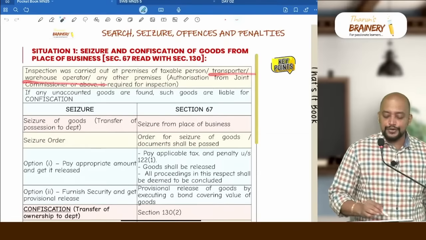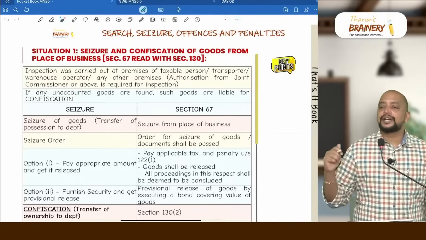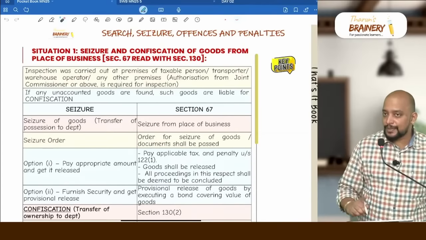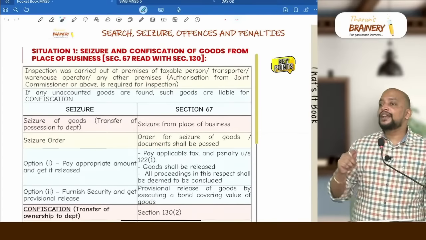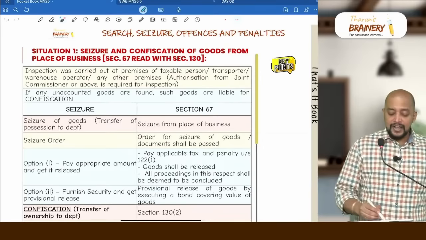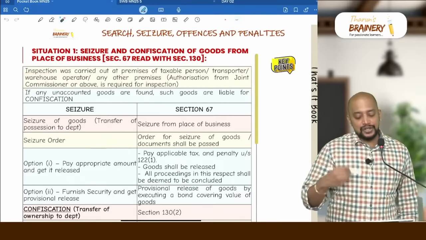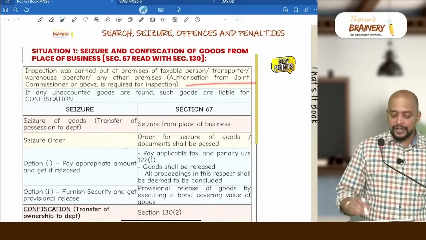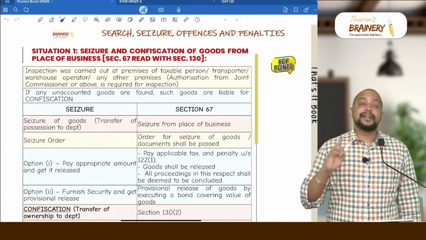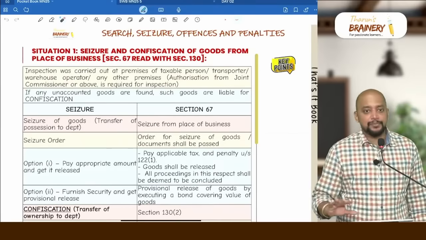And transporter and warehouse keeper, what if they are not registered? That question will not arise. Definitely they need to at least enroll and get a unique enrollment number. Every transporter and warehouse keeper, even though not registered, should obtain a UEN under GST law. So therefore their details will be available. For doing this inspection, even though the word used here is inspection, it is actually search only, and authorization from Joint Commissioner or above is required. And very, very important, there should be reasons to believe evasion, otherwise this search will not be applicable, okay.